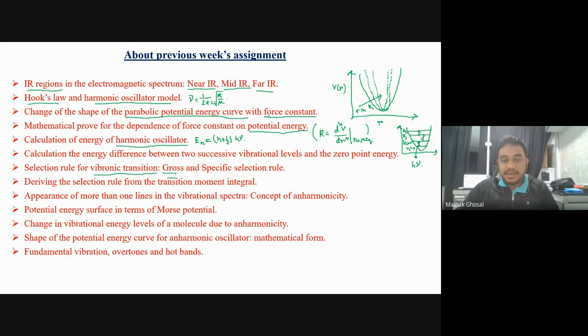One is the gross selection rule, another is the specific selection rule. What is the gross selection rule? The gross selection rule states that there should be a change in the dipole moment, which we will discuss today also, that d mu by dx will not be equal to 0.